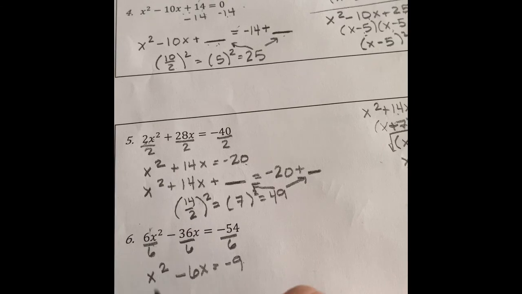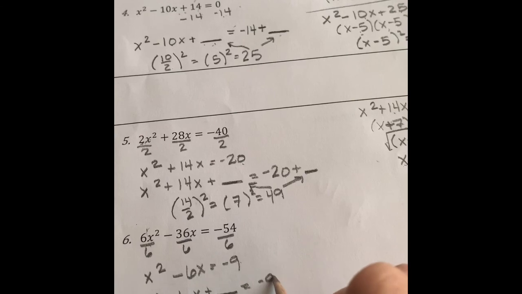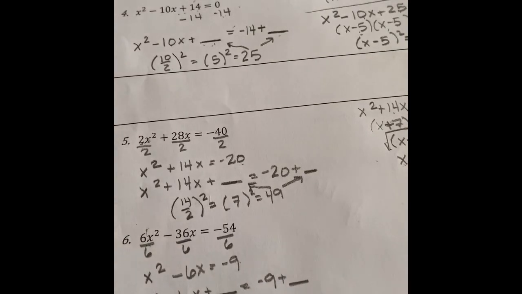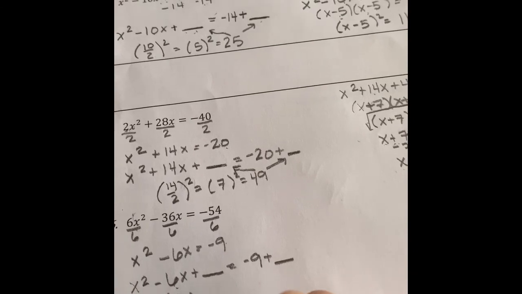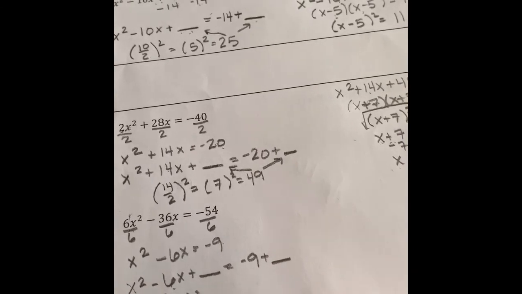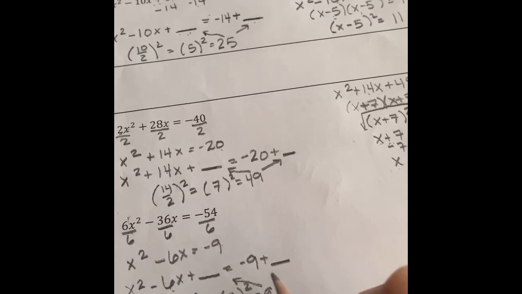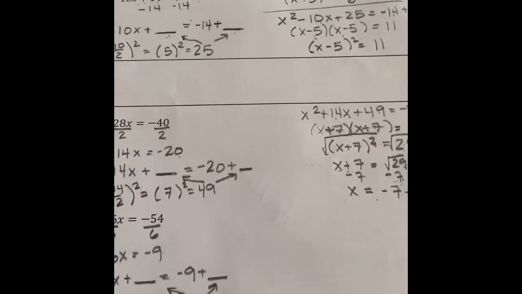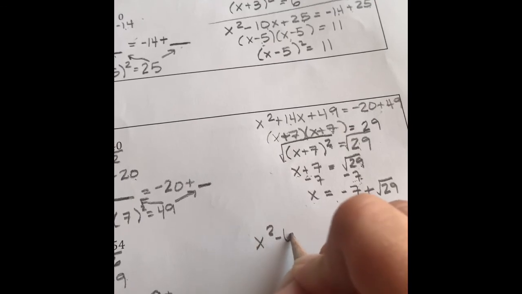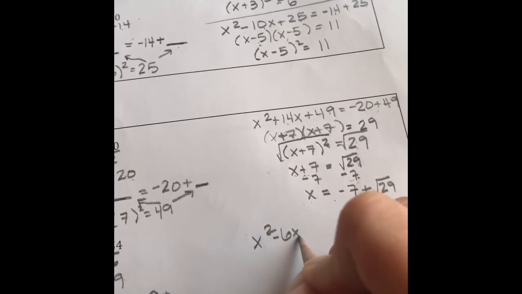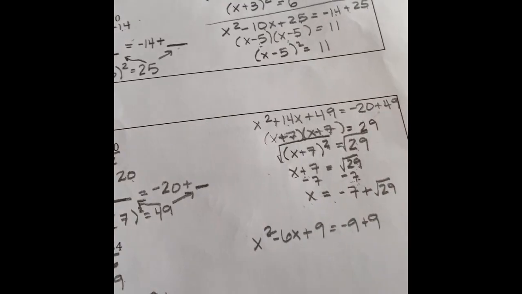So we're going to make room for the new c that we're going to find. And whatever we do to one side of an equation, we have to do to the other. So we're going to take our b, divide it by 2, and then square it. So 6 divided by 2 is 3. 3 squared is 9, and we're going to insert that into those two places there, okay? So we've got x squared minus 6x plus 9 equals negative 9 plus 9.